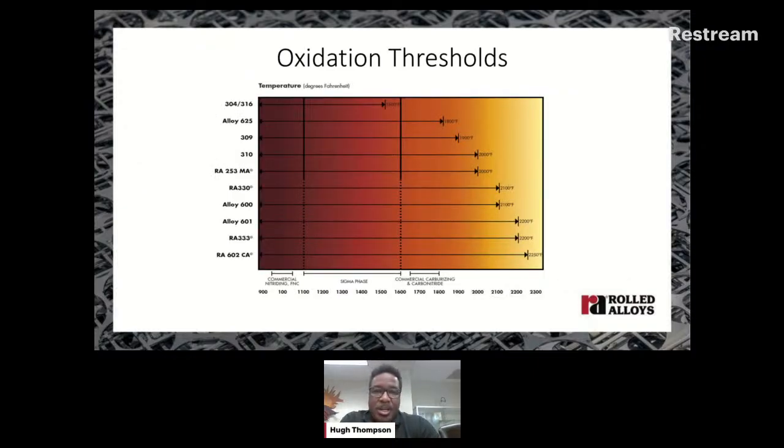So this chart here is just showing you different alloys from the austenitics to the nickel alloys and showing their oxidation thresholds. As you can see at the very top, we have the 18-8 stainless steels like 304 and 316. And as we go down the scale, we have the nickel alloys, and as they increase in nickel content as well as alloying elements, they're able to withstand these high temperature applications. As you can see, Ra60TCa has an oxidation threshold of 2,250 degrees, making it one of the most oxidation resistant materials out there.